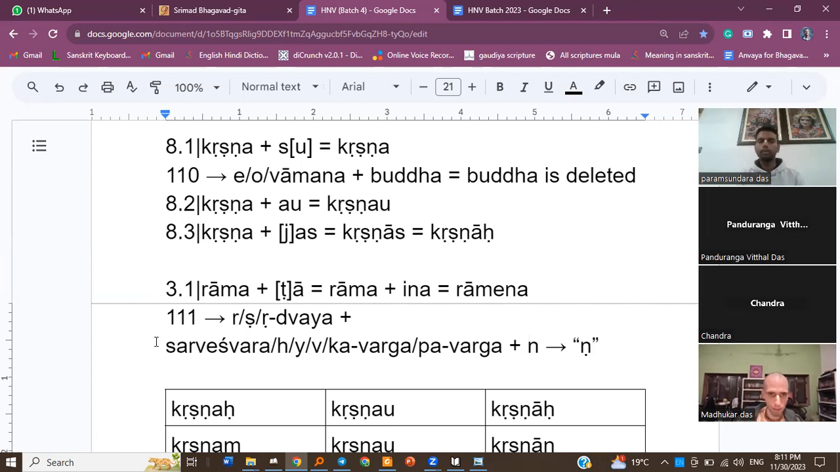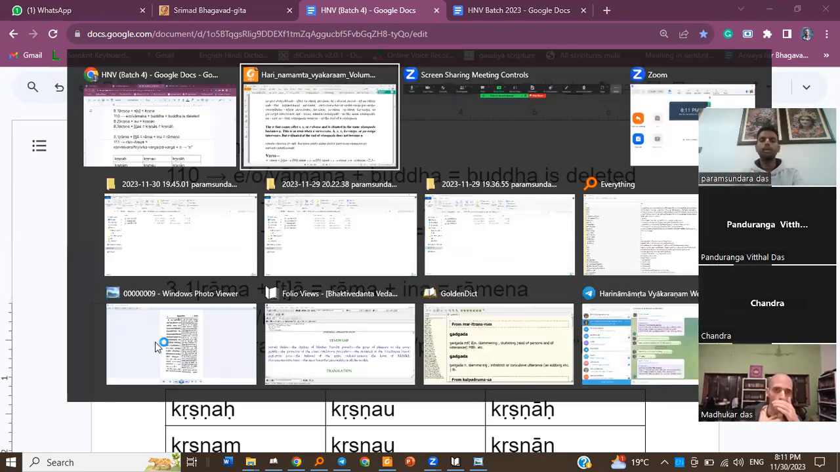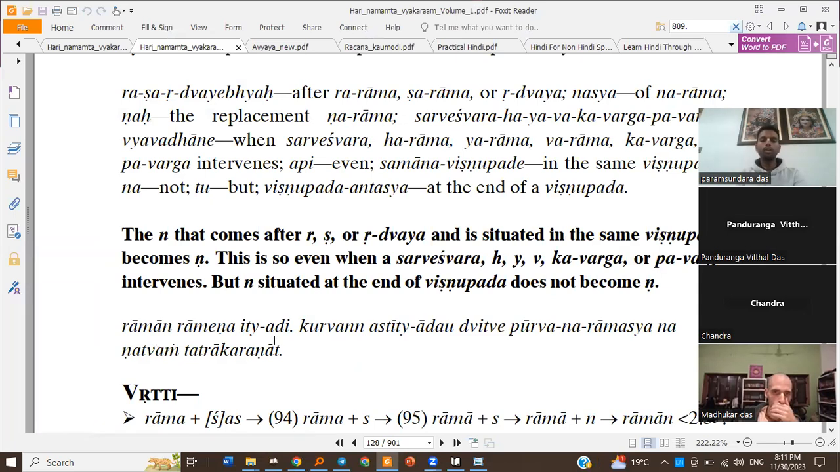And Samana Vishnupade, that Na should be in the same Vishnupada, not in another Vishnupada, and it should not be situated at the end. It should be in the middle somewhere.